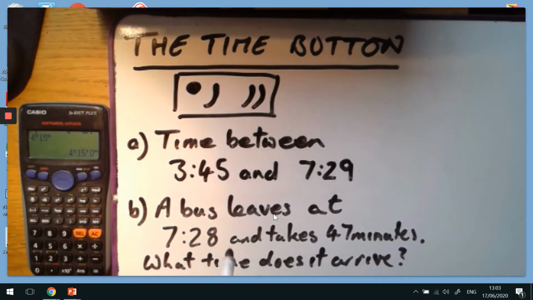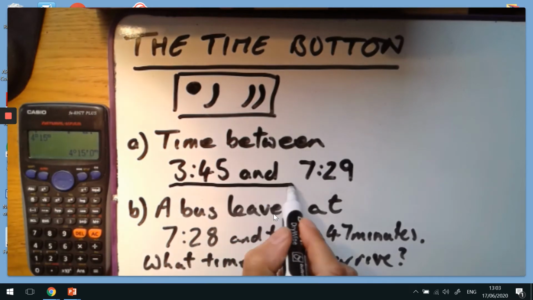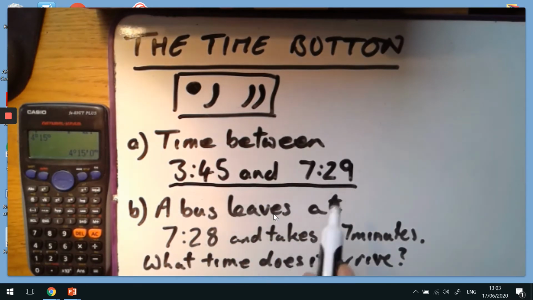Now I'm going to show you how to use that button for a question like this. I want to know how much time there is between 3:45 and 7:29. It might be a question that's saying a train leaves London at 3:45 and it arrives in Manchester at 7:29. How much time has elapsed? Something of that nature.